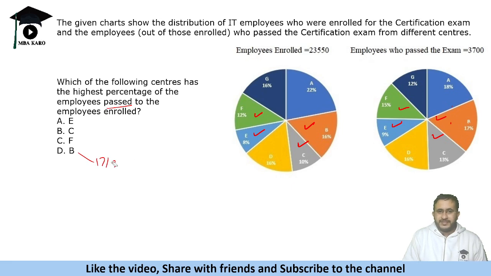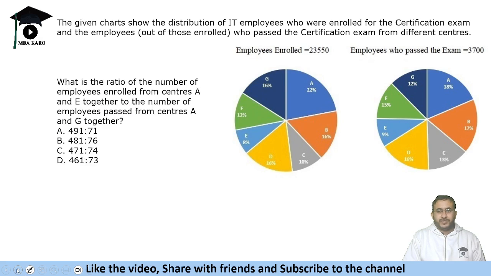Okay. 17 by 16. C is 13 by 10. E is 9 by 8 and F is 15 by 12. So out of these, this is 1.3 times, this is 1.25. So C is the highest. Okay, you do not need to calculate the values, just calculate the ratios which has the highest. So this was an easy question out of the questions of this set.